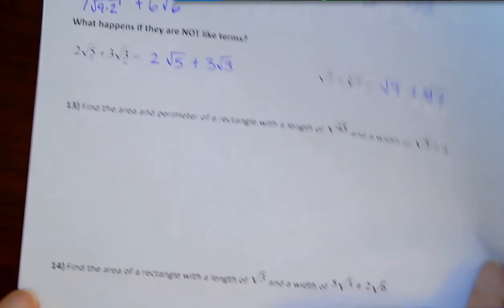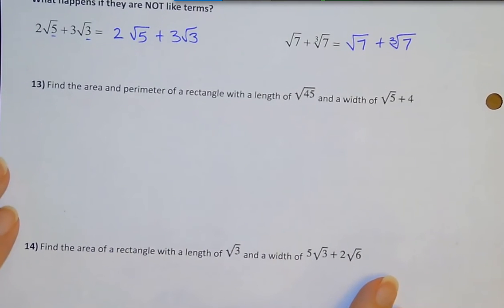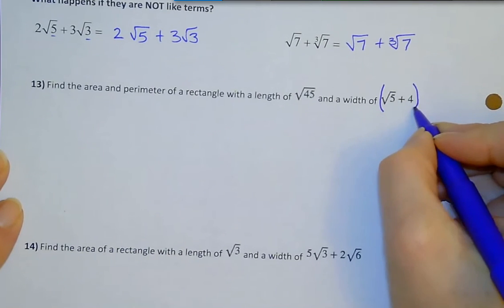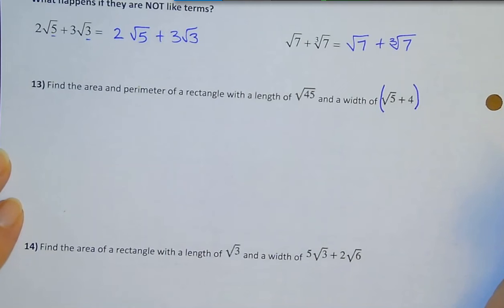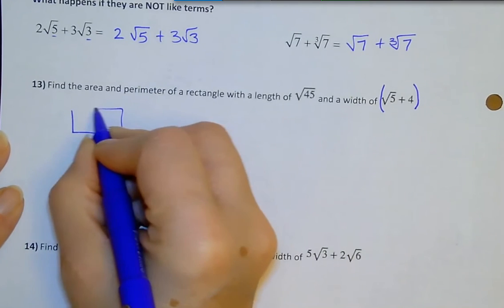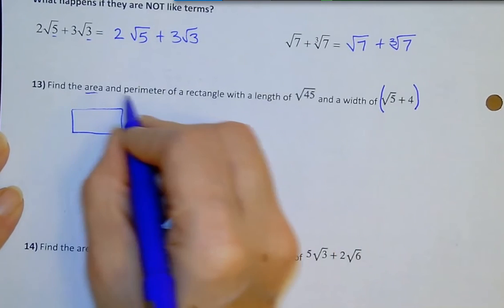Find the area and perimeter of a rectangle with a length of square root of 45 and a width of square root of 5 plus 4. So realize that this width, that amount has to be in parentheses. The width is all of that. So if this is my rectangle, I'm finding the area and perimeter.